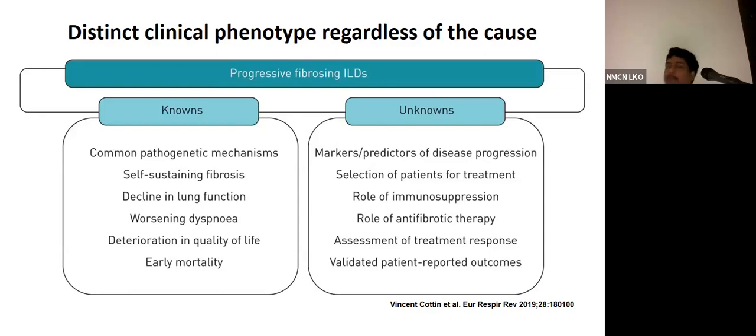But what are the things that are still not known regarding PF-ILD? What are the markers or predictors of disease progression? Which patient should we select for initiation of treatment? What is the role of immunosuppression in these patients? What is the role of antifibrotic therapy? Assessment of treatment response in these patients, and validated patient-reported outcomes. These are the things that we should address in a research panel.